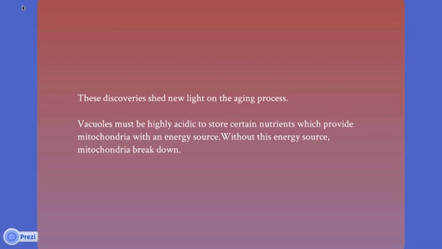In summary, the vacuole becomes less acidic relatively early in the yeast cell's lifespan, and that drop in acidity hinders the vacuole's ability to store certain nutrients. This disrupts the mitochondria's energy source, causing them to break down. Conversely, when Hughes prevented the drop in vacuolar acidity, the mitochondria's function and shape were preserved and the yeast cells lived longer.